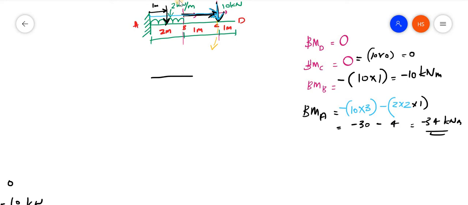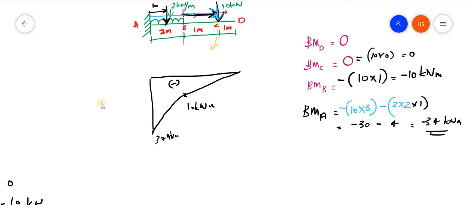So the bending moment will be like this. Here it is 0, at C it is again 0, then at the point B it is 10 kilonewton meter, and here it is 34 kilonewton meter. And now we will be joining like this. So this will be the bending moment.